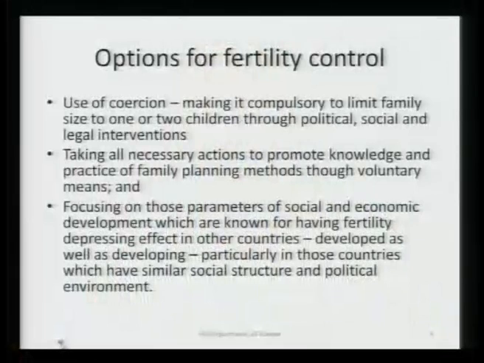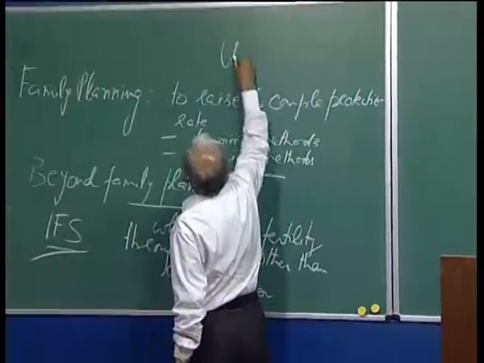Now, taking all necessary actions to promote knowledge and practice of family planning through voluntary means, this is what our government is doing. Especially after the experience of the emergency, in which the then ruling party, the Congress party, lost the parliamentary election on the issue of family planning, I think all political parties have become careful and they cannot think of going for coercion ever. So what they can do is to promote knowledge and practice of family planning methods through voluntary means. What we say today is that we are trying to cater to unmet needs.